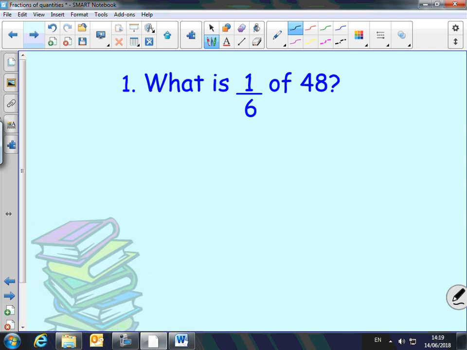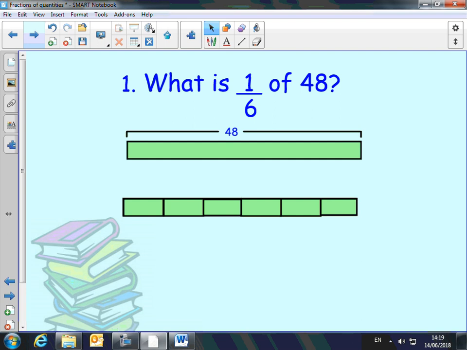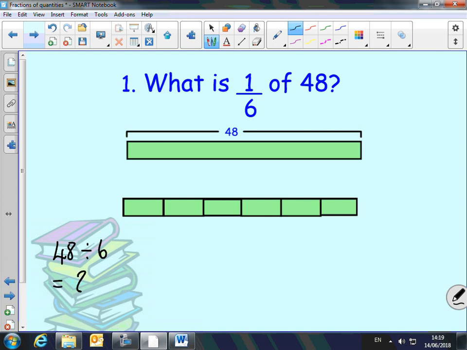Welcome back. Your first question was, what is 1/6 of 48? So there's your full bar, that's one whole. And then we want to split that into 6 equal parts. And we need to work out what goes in each of those parts. So we say 48 divided by 6, and that will give you 8. So each of your boxes should show that it contains 8. So as you can see, this is 1/6. So 1/6 of 48 gives you 8.